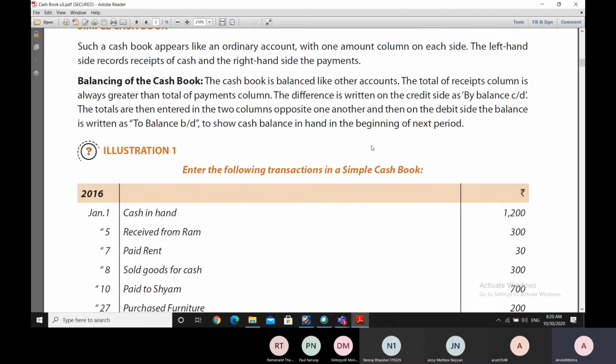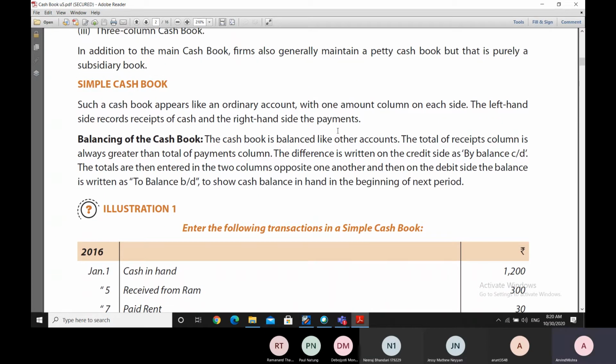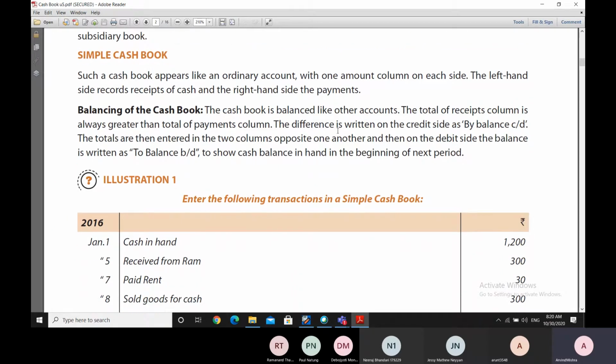Of course, the particulars and other columns will be there, but there will be two amount columns, one on the left side for the amounts received in cash, and the other on the right-hand side for the amounts paid in cash. So the left side records the receipts of cash and the right side records the payments of cash.